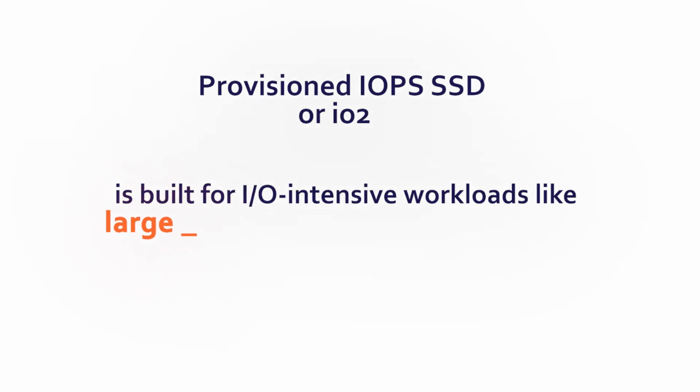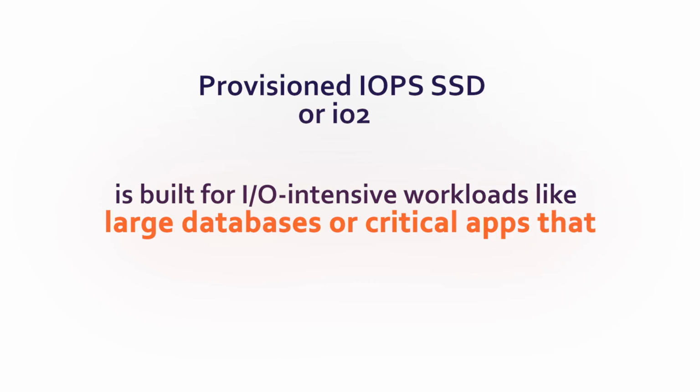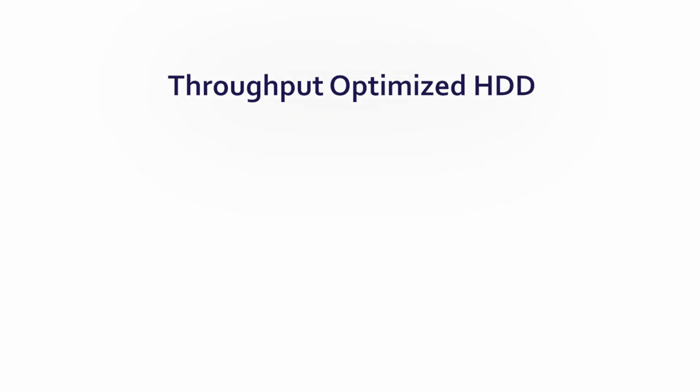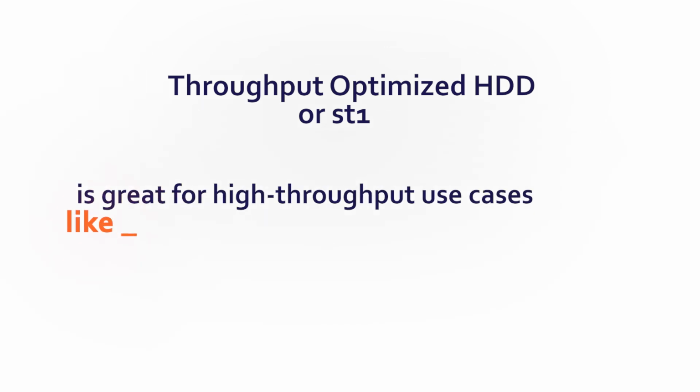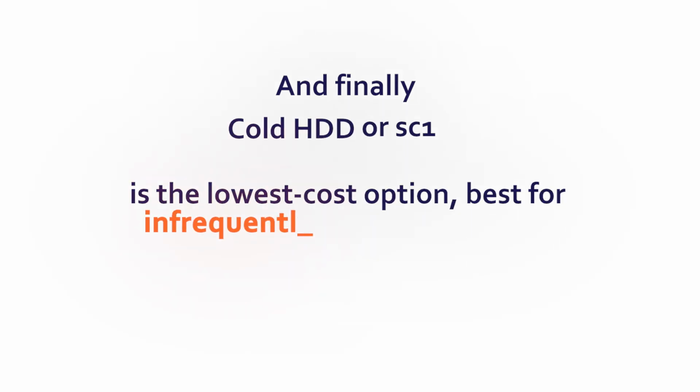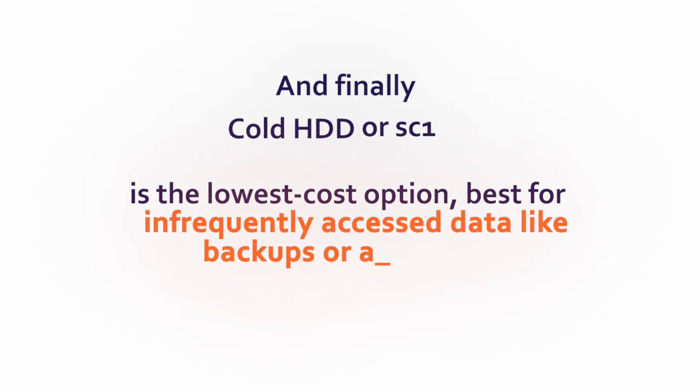Provisioned IOPS SSD, or IO2, is built for I/O-intensive workloads like large databases or critical apps that need consistent low-latency performance. Throughput Optimized HDD, or ST1, is great for high-throughput use cases like big data and log processing. And finally, Cold HDD, or SC1, is the lowest cost option, best for infrequently accessed data like backups or archives. Choosing the right volume type is key to optimizing both performance and cost.